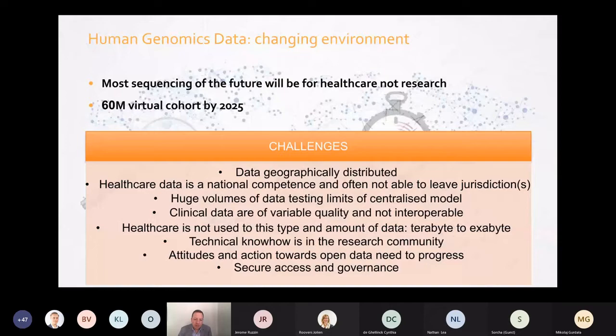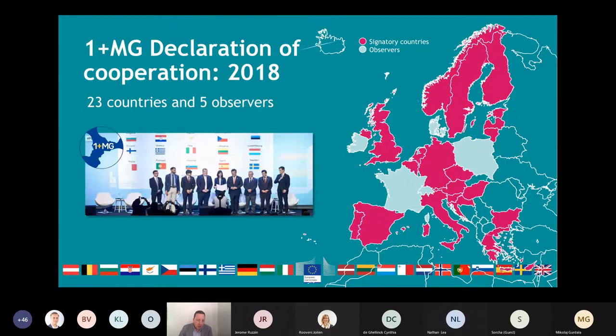Additionally to this, clinical data across Europe, across the globe, are of variable quality and are on the whole not interoperable. And healthcare is not used to handling this amount of genomic sequencing data when we're talking about terabytes or exabytes. The technical know-how of how to handle these data resides within the research setting. So we have to try and build capacity within the healthcare setting to handle these data. But underpinning all of this is trust in a data access and data governance model.